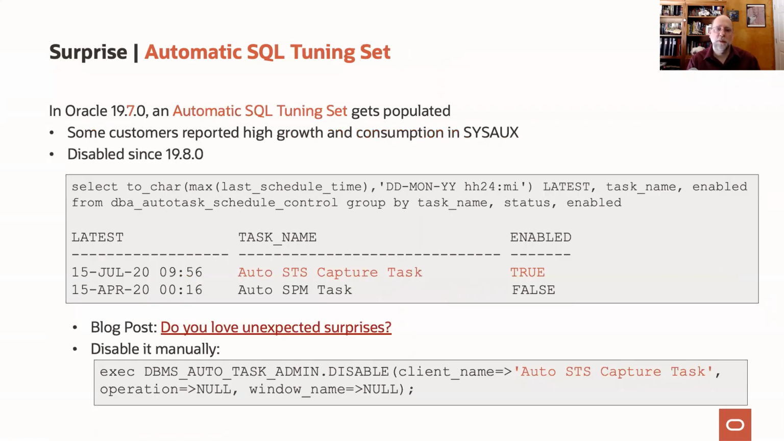Automatic SQL tuning sets were something that were implemented for 19c, but they've been disabled by default since 19.8. The reason for that is that while it's a nice idea to always have SQL tuning sets available for performance analysis, some customers find that this is causing their SYSAUX tablespace to grow much faster than they would like to see. And as SYSAUX grows, you can never shrink it again. So if you are 19.7 or earlier and want to disable automatic SQL tuning sets, there's a way to do that manually using the Auto Task Admin interface. 19.8 or later, if you want to enable it, you could do that as well.